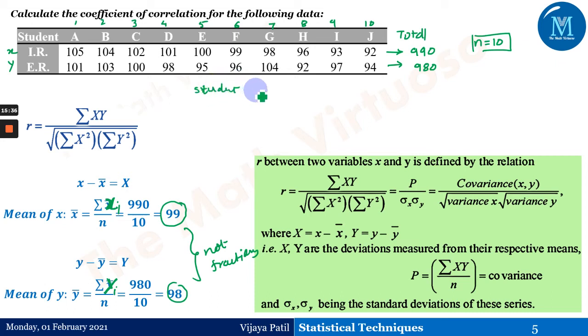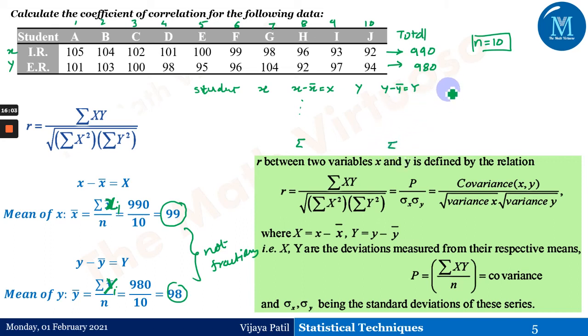Then I need the values of small x. Then I need the difference, that is x minus x bar, which will be nothing but capital X, and I need the summation of this column. Similarly, I have to write down y. After that, I'll write y minus y bar, which is my capital Y. Again, I need the summation of this column.